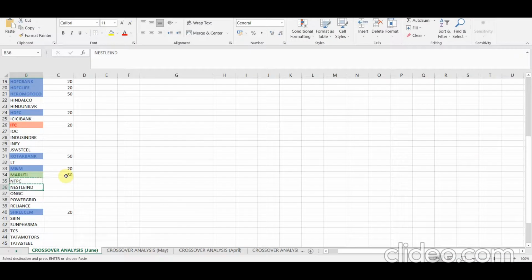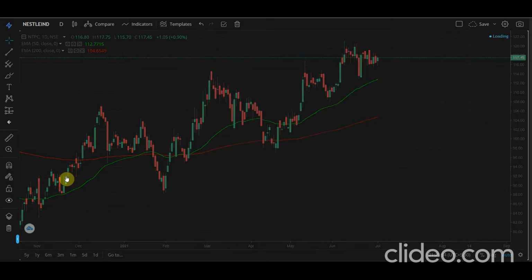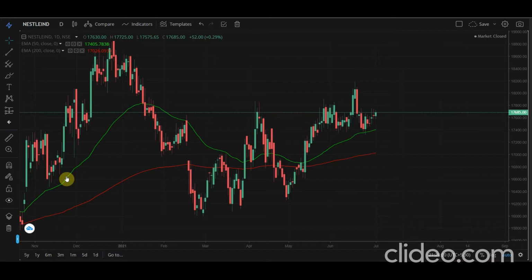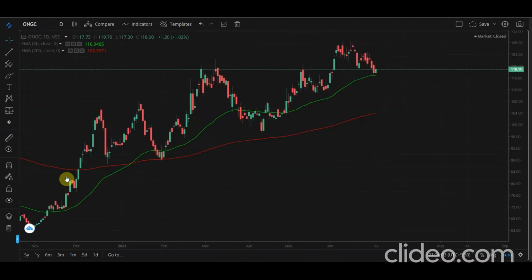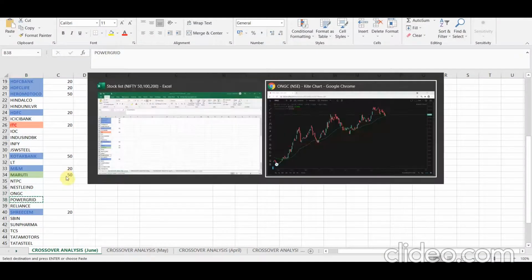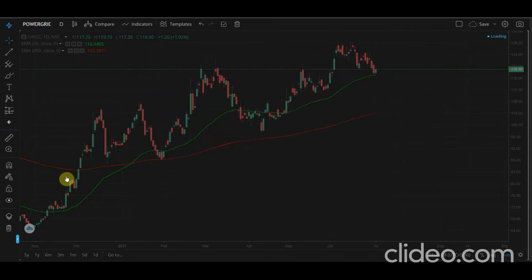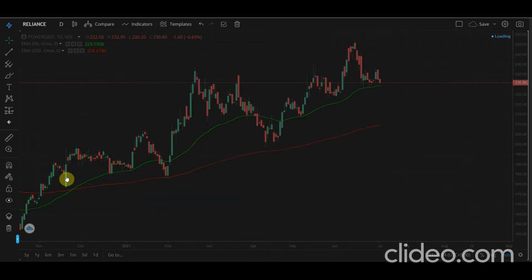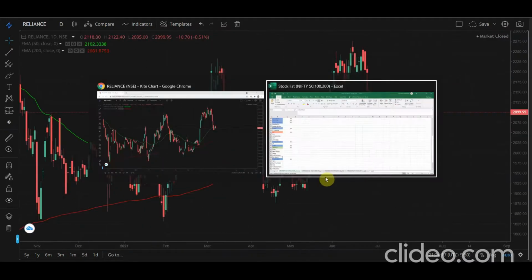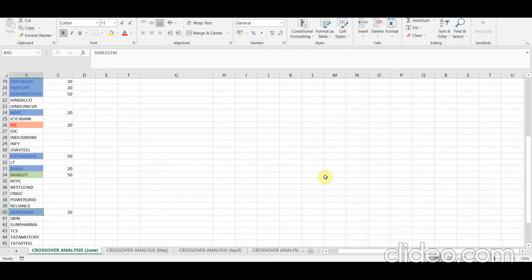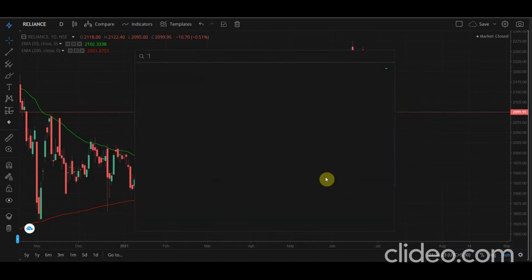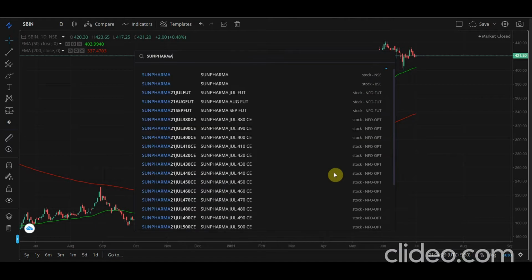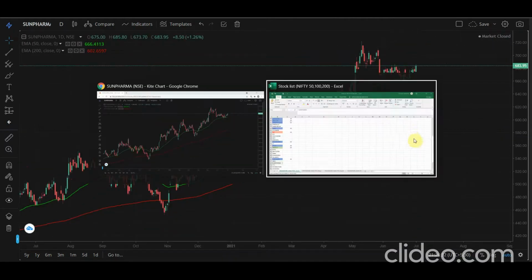Very far away. Next is Nestle India, quite far. ONGC, okay, sorry. Again, quite far. Power Grid, quite far. I think in Reliance you can see something. I don't know. Let's check out. Okay, no, it's too far away. I'll skip Shree Cement purposely. Next is SBI, too far away. Sun Pharma will also be too far. Yeah, the gap is too wide.